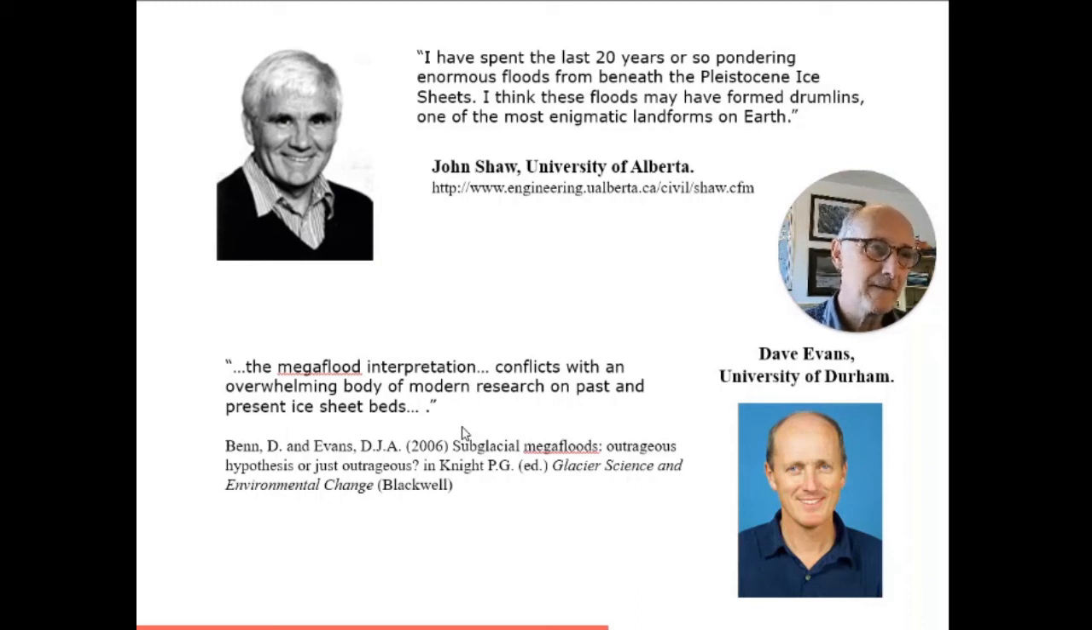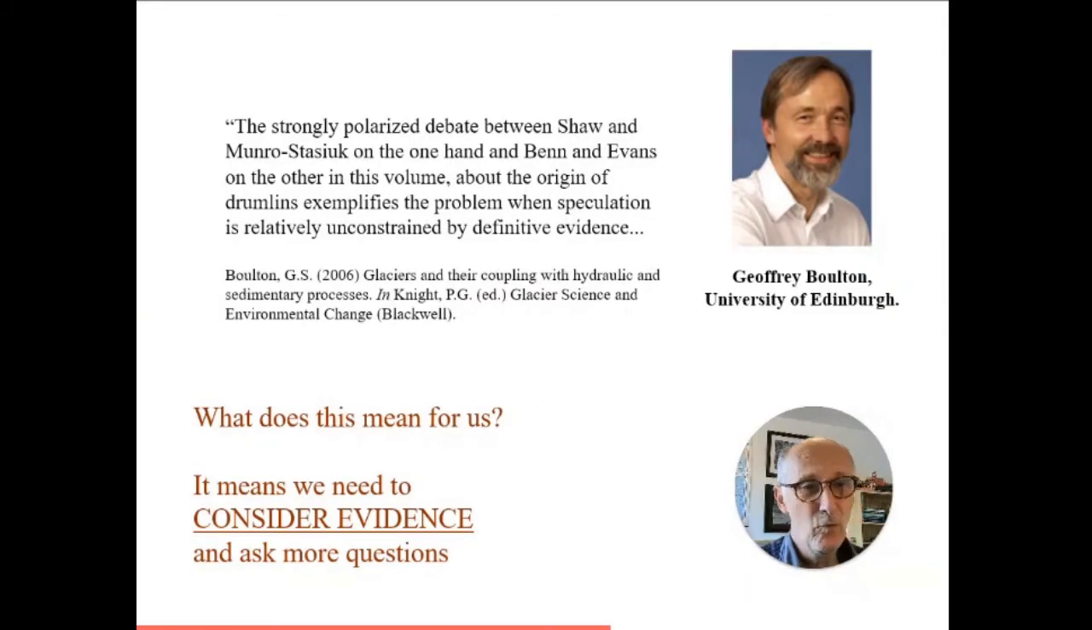And one of the outcomes of this dispute, this controversy, these arguments between different sides of the discipline talking about drumlins being formed in different ways, was this statement from Geoffrey Bolton, who's a very eminent glaciologist and geologist. And he refers to this debate between people such as Shaw and people who agreed with him, and people such as Evans and others who agreed with him. And he said that that dispute illustrated something which is really important in science. It exemplifies, he says, a problem that arises when speculation is unconstrained by evidence.